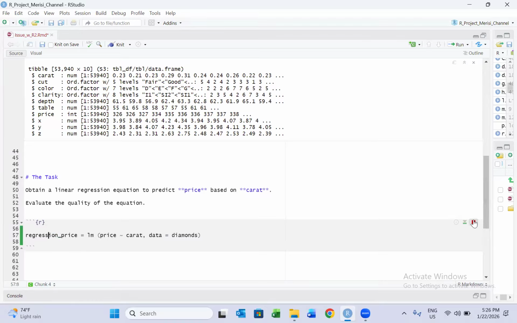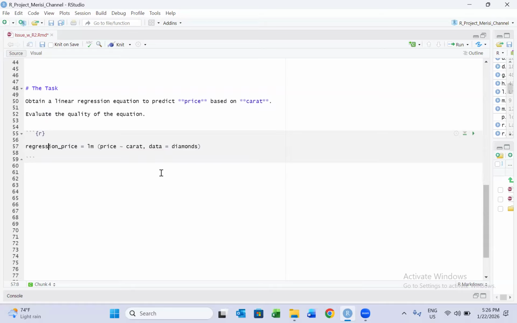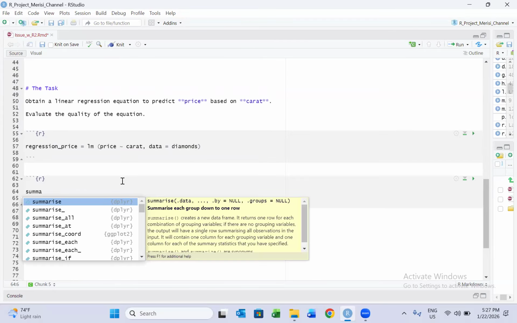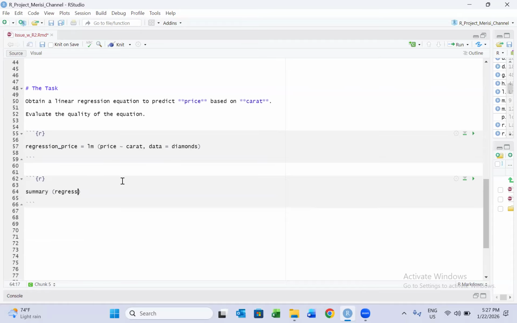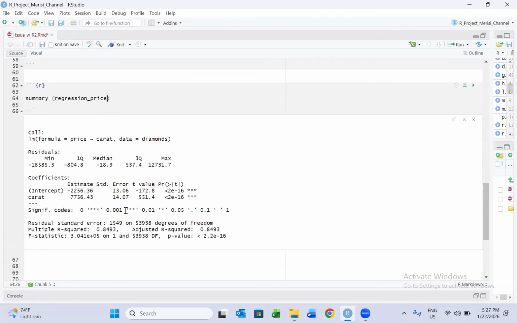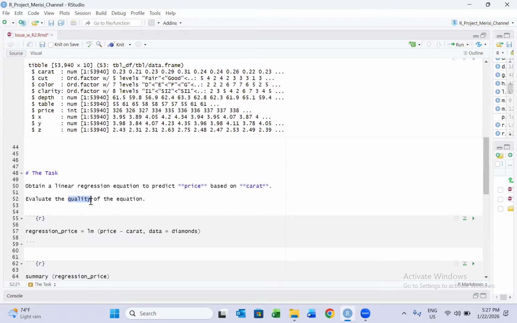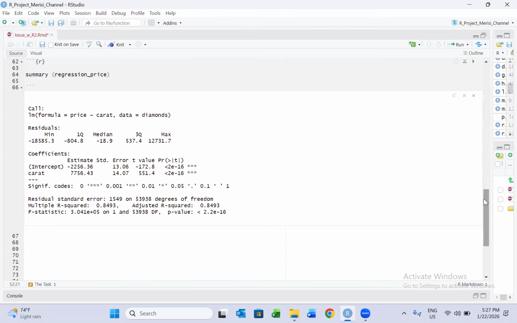Now, what you do is invoke the summary function on that variable, regression_price, and you will be able to see the regression results. Remember, to analyze the results of a regression analysis, we need to do two steps. First, we need to evaluate the statistical significance, and then we need to evaluate the practical significance. The practical significance is what allows us to evaluate the quality of the equation. So the quality of the equation is given by its practical significance. Two steps: statistical significance, practical significance.